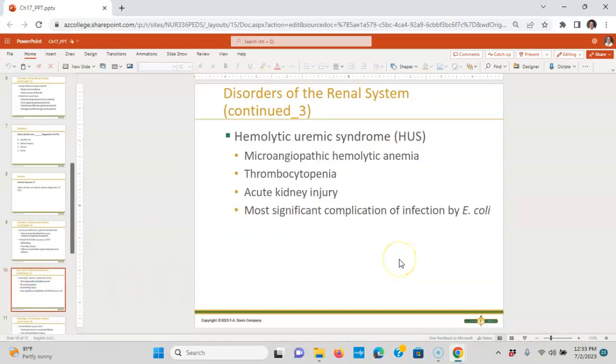The next one's hemolytic uremic syndrome, HUS. So HUS sounds like hematochezia, which is bloody diarrhea, pallor, oliguria, hypertension, seizures. Again, seizures, not good. Thrombocytopenia, not good. And it's the most significant complication by E. coli.